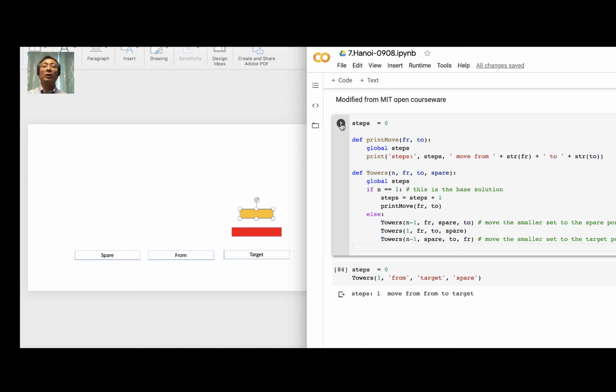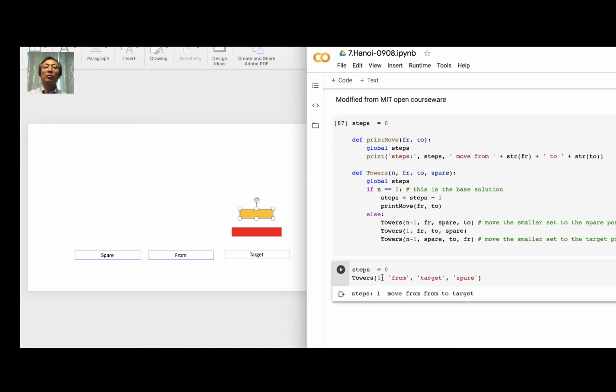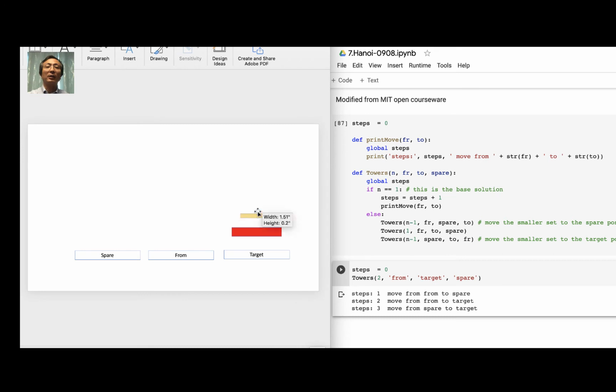In this case I also print out the steps. With one disk, well, it's just one move. With 2 disks, we have 3 steps. Let's verify that. We have 2 disks. First, from front to spare, then second step from front to target, and the third step from spare to target.